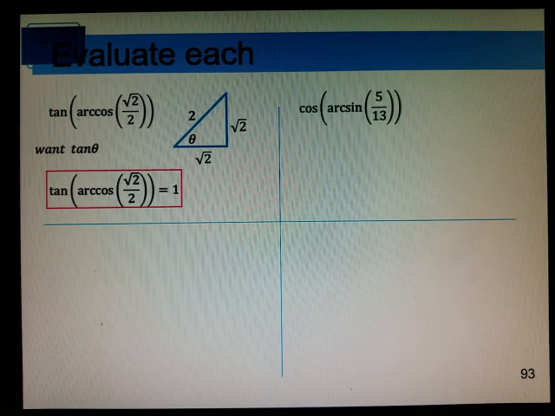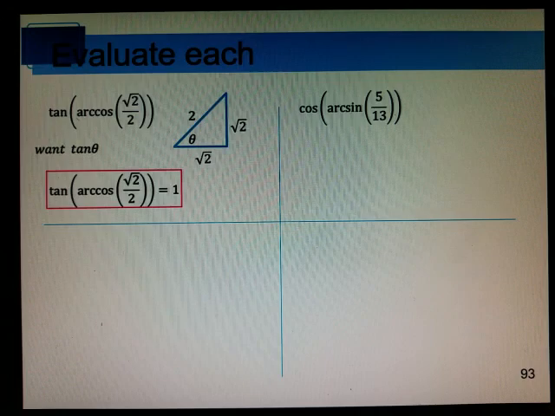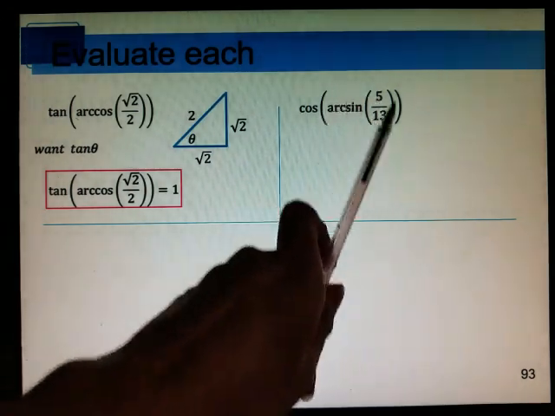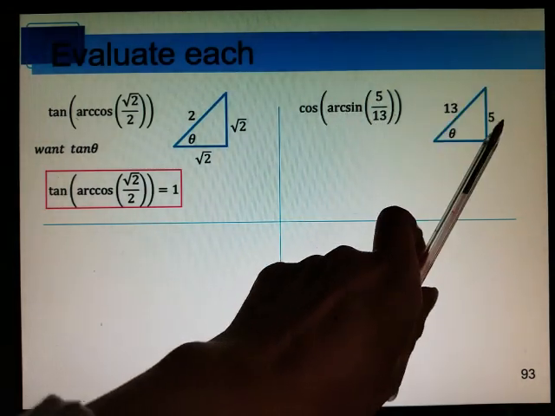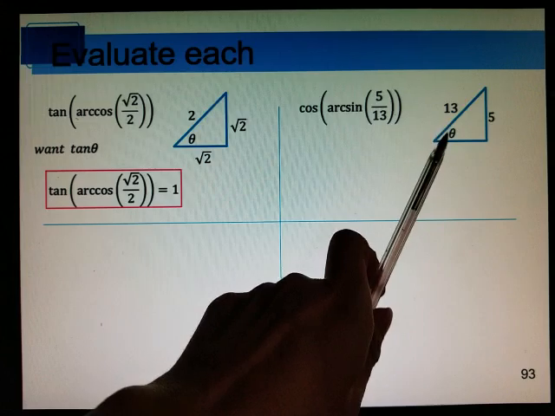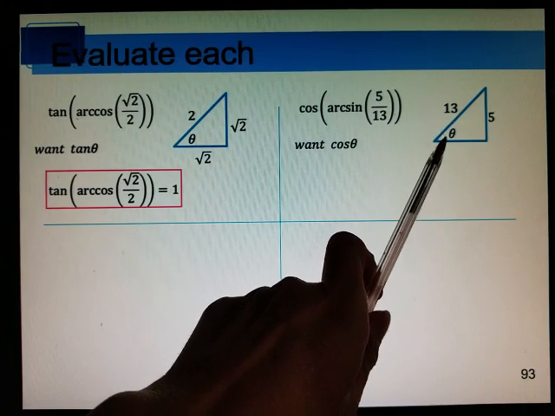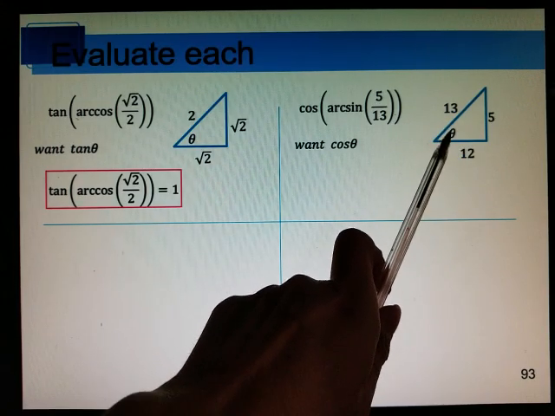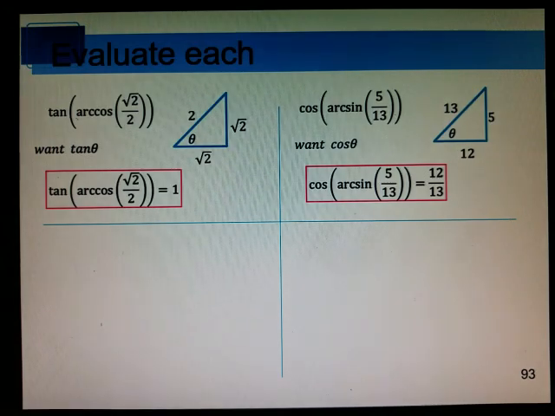So I need the cosine of the arc sine of 5/13. This first part says the sine of some angle is 5/13. So the sine is opposite over hypotenuse. Now I want the cosine of that angle. So Pythagorean theorem, the side is 12. Cosine is adjacent over hypotenuse, so it would be 12/13.